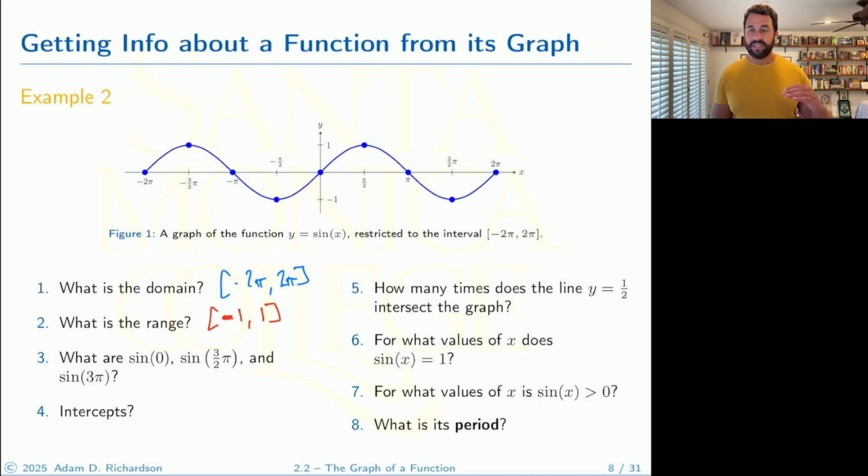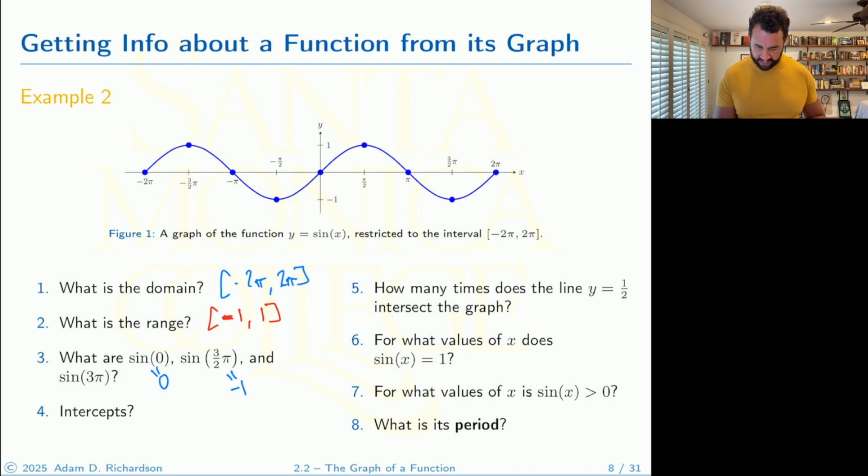So we want to know, what is the y value when x is equal to 0? Okay, well, x is equal to 0 right here, and the y value is 0. So sine of 0 equals 0. Okay, what about sine of 3 halves pi? Let's see. Where is 3 halves pi as an x value? It's right here. There's 3 halves pi. So what is the corresponding y value? Negative 1. So here, sine of 3 halves pi is equal to negative 1. The output is negative 1.